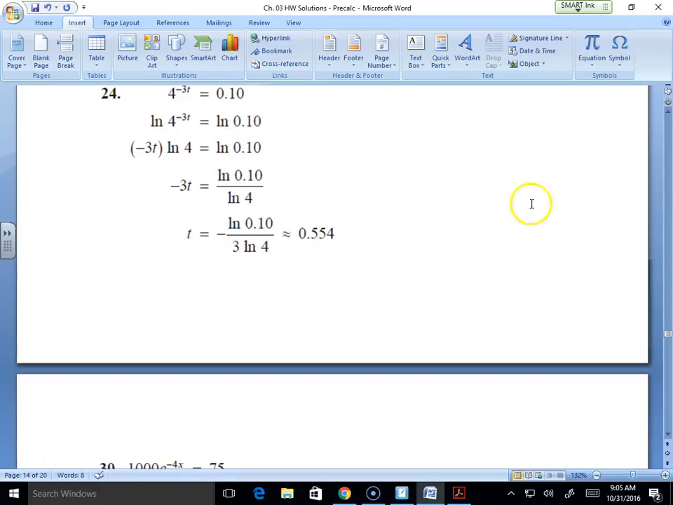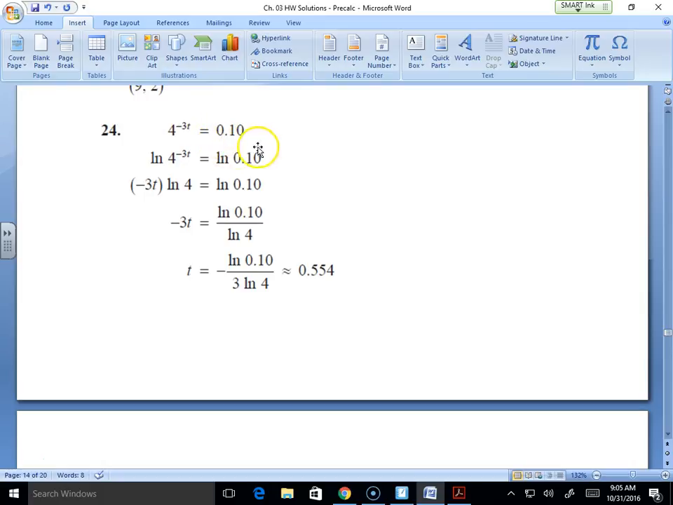Number 24. You're solving, they chose to use ln. You might have chosen to use log base 4 instead. But either way, at the end of the day, this is one. Remember I told you about this, warned you about it. This is one version of the answer. There are others. The question is, did yours end up being 0.554?